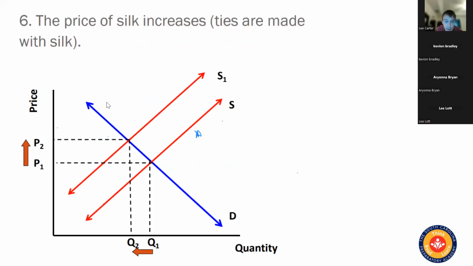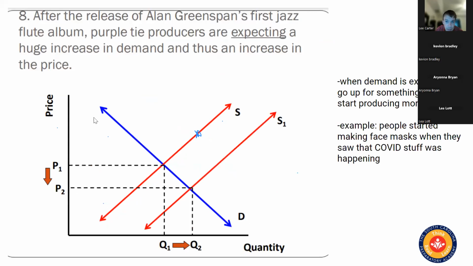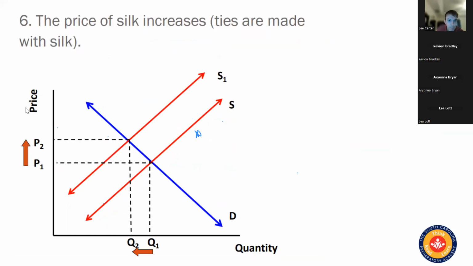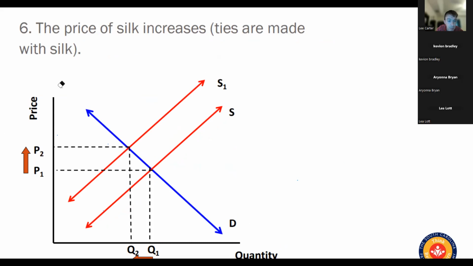All right. The price of silk increases. Ties are made from silk, so in that particular case, the price of making the tie is going to go up. And so the price of inputs goes up. The supply is going to go down, because it costs more to make it.